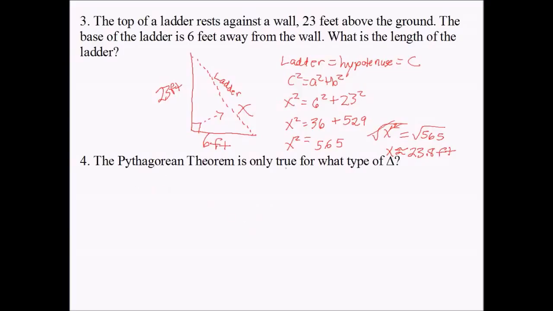Number 4, the Pythagorean theorem is only true for what type of triangle? Well, if you've noticed, I kept saying right triangle, right triangle, right triangle. So number 4, you have to have a right triangle for the Pythagorean theorem to be true. Let's move on.